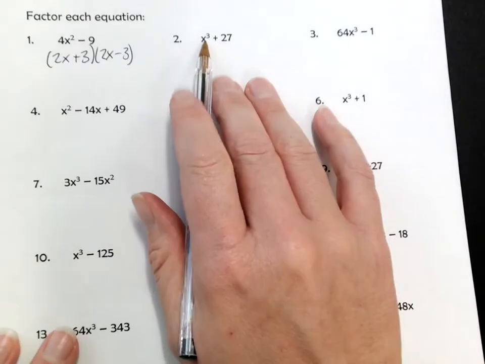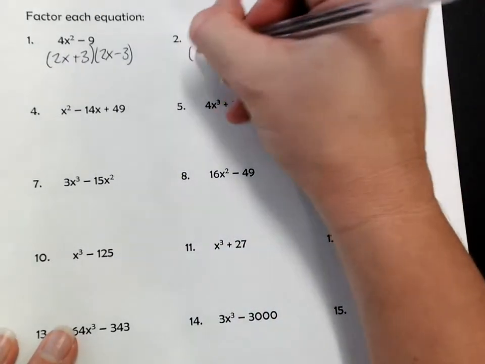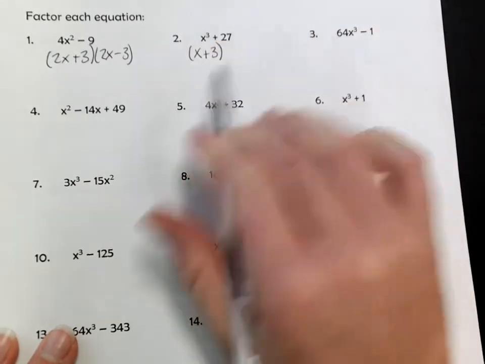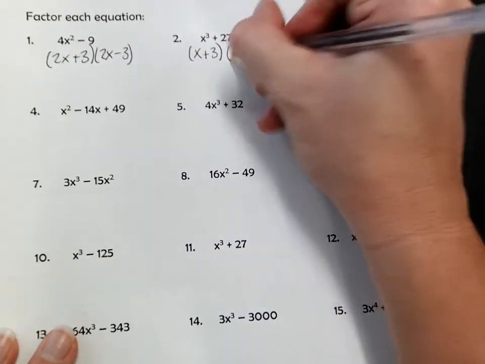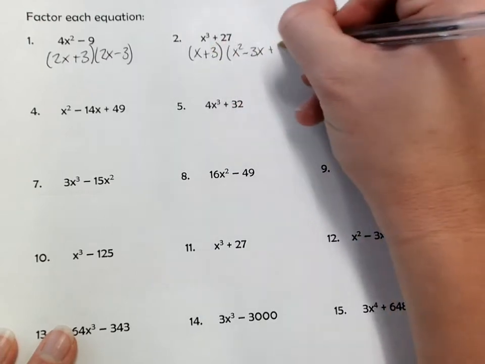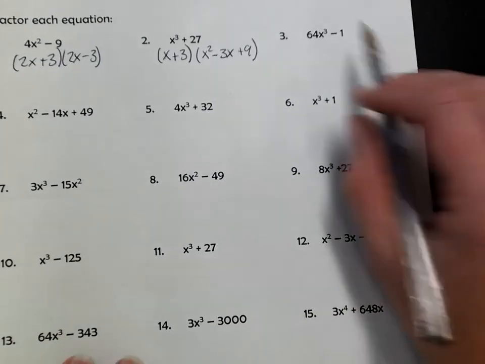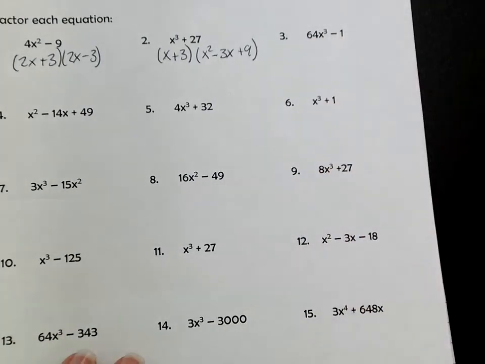Okay. The next one, those are perfect cubes, and that's an addition. So again, we actually just did this one on the front. That is the cube root. You square it, you multiply them together and change the sign, and you square it. Okay. This next one is actually also a perfect cube, difference of 2 cubes, follows the same pattern.